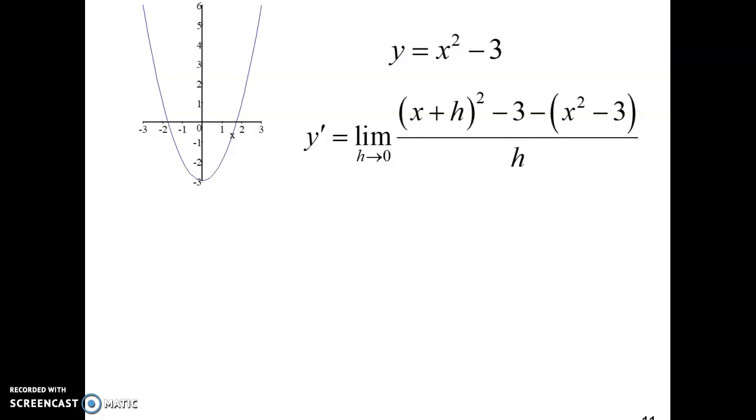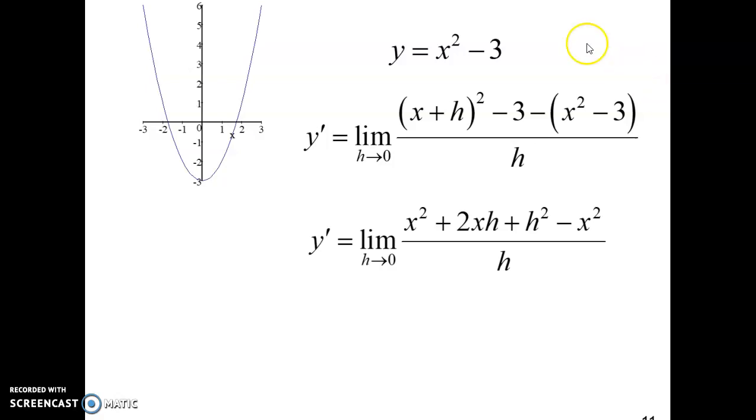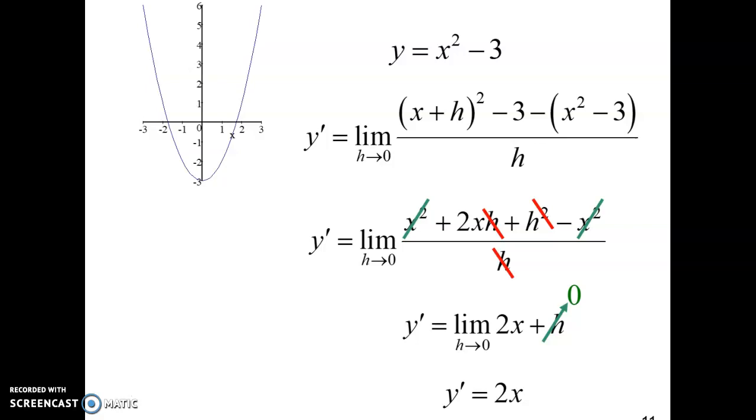Now let's do some algebra here. x plus h squared is x squared plus 2xh plus h squared. Minus 3 and then plus 3 would cancel. Then I'd have minus x squared all over h. x squared and negative x squared will cancel. One of those h's will cancel there also. So I have the limit as h approaches 0 of 2x plus h. As h goes to 0, this limit is equal to 2x.